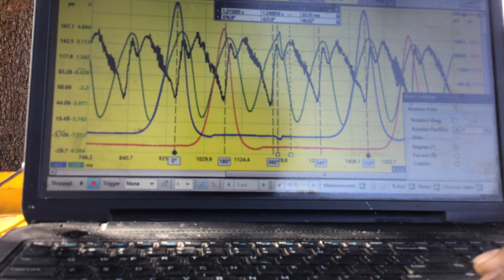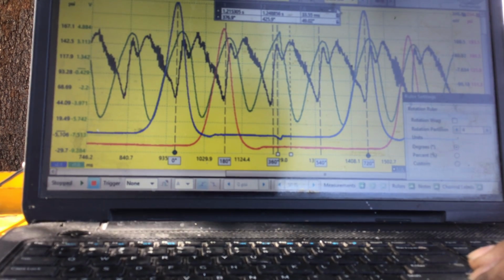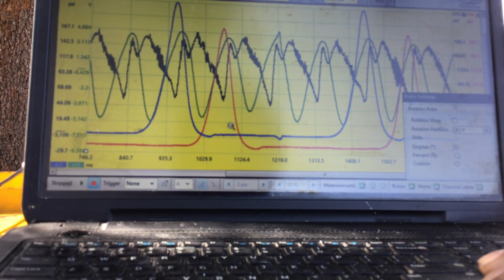This section right here is our overlap. See, it's in line with that intake. It's when the intake valve opened late and the exhaust valve closed in this area. Nonetheless, let's get this out of here and talk about our pockets.